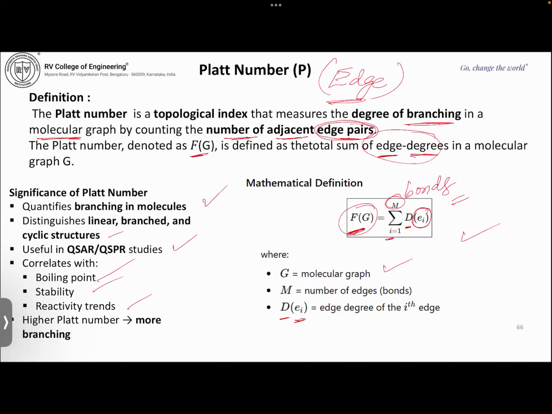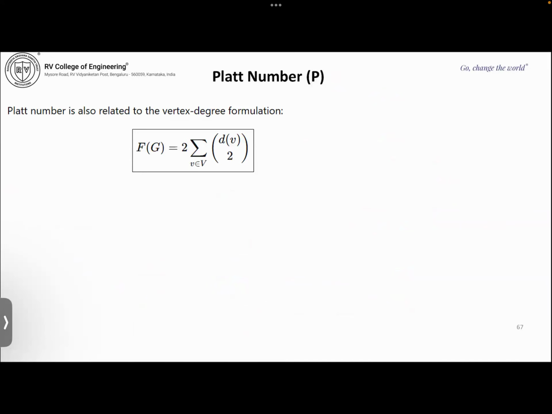So let us follow this. However, there are some reports that have also given this formula, F of G is equal to 2 into this, d_v by 2, something like this. But this is with respect to the vertex. This is calculated from the vertex. But however, you just ignore this. This will be complicated to understand. It's just better you calculate from the edge. The edge is better. We can also calculate from the vertex, but let us not confuse with the vertex here.